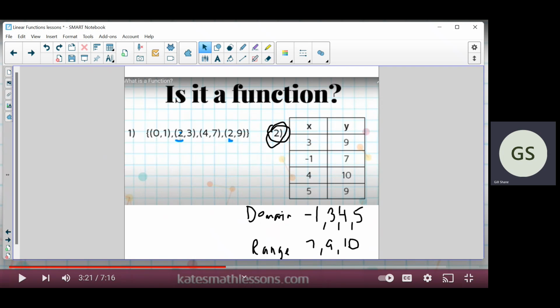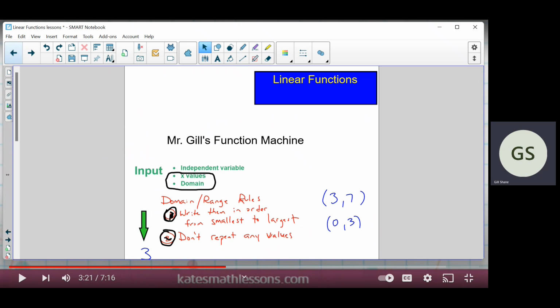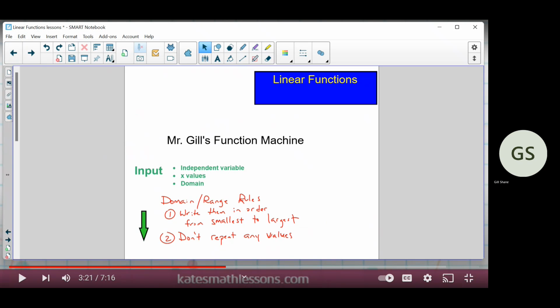So there's your range. Again, make sure you wrote this rule down, both of the rules. Number 1, write them in order. So that was rule number 1. Number 2, do not repeat any of them. People have already messed these up. It sounds like a simple thing. Just be very careful. You have to follow those rules when I ask you to tell me what the domain is and what the range is.